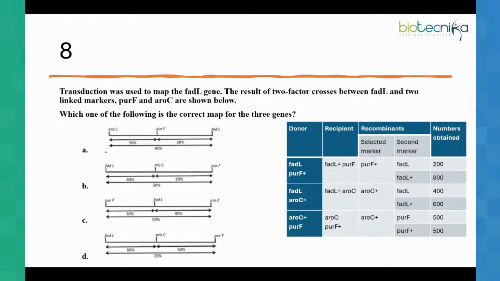Now, when we have to make the map, first of all, it is transduction, so we have to look for co-transduction frequency. For co-transduction frequency, what is the understanding? The genes which are located close to each other will have higher co-transduction frequency. The genes which are present far away from each other will have lower co-transduction frequency. So co-transduction frequency is inversely proportional to gene distance.